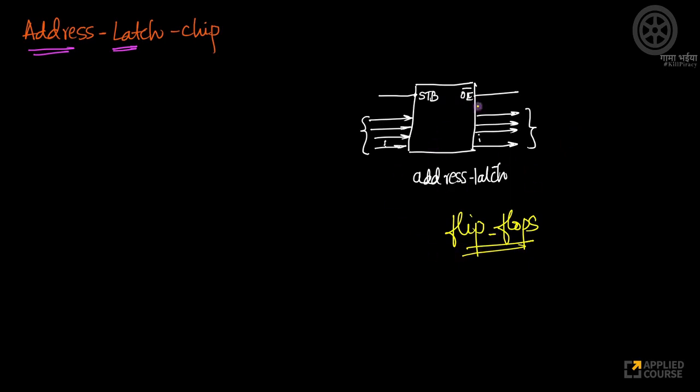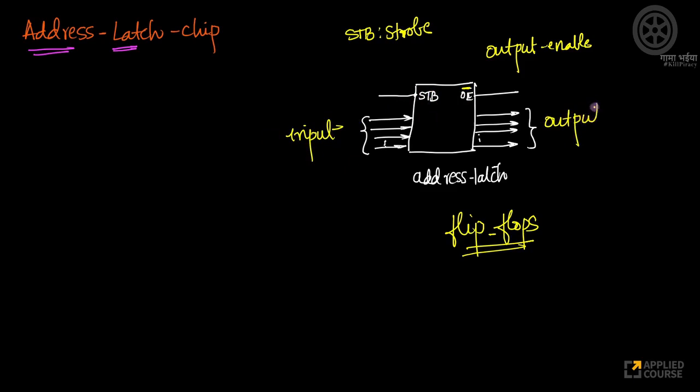And the way it works is very important. It's also a chip, right? The address latch chip itself has four very important things. It has something called a strobe. STB stands for strobe. I'll explain how all of these work. OE stands for output enable. And remember, this is an active low pin, that's why there is a bar on top of it. This is an active high pin. Then you have a bunch of input lines and a bunch of output lines. That's all there is.